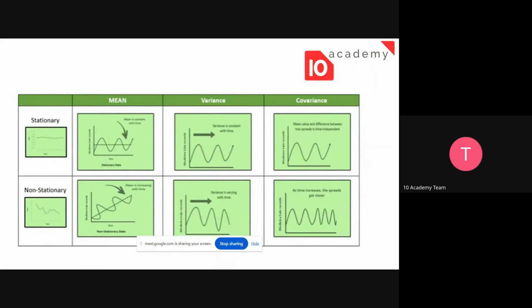So I was saying, for stationary data, we can see the data oscillating around the mean value. With non-stationary data, it goes upward, so it doesn't have a constant mean value. The mean also changes.